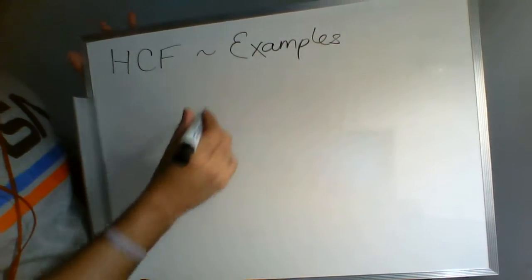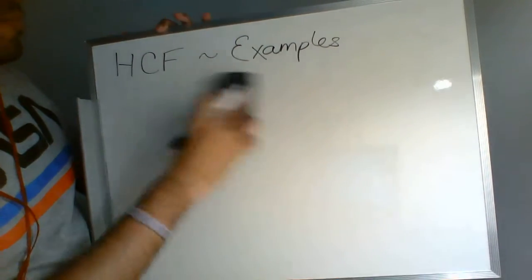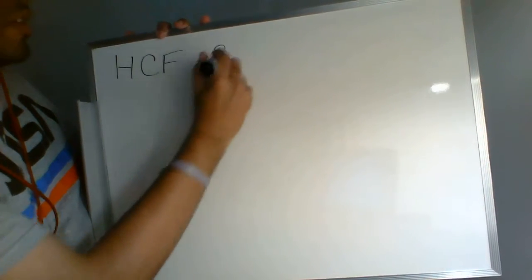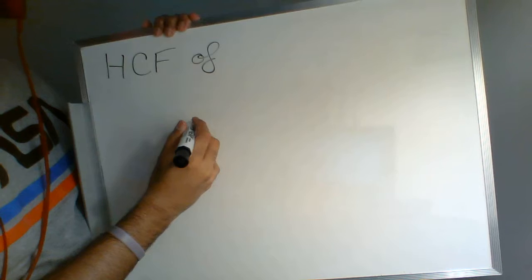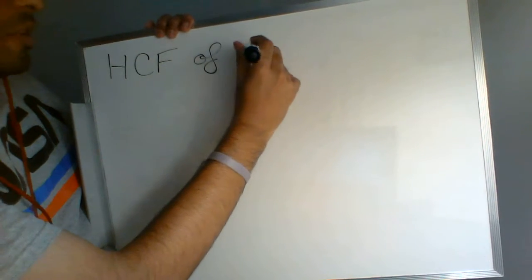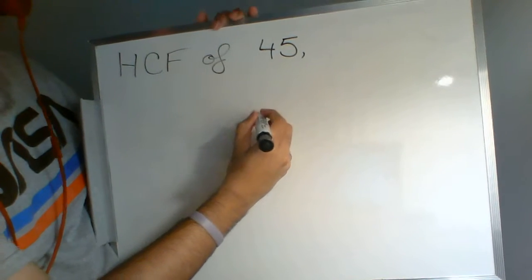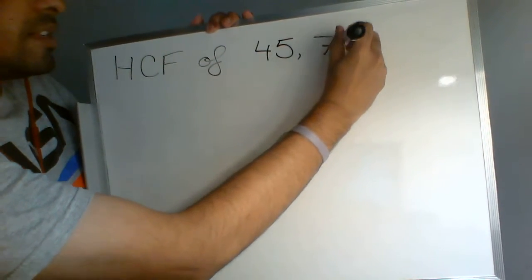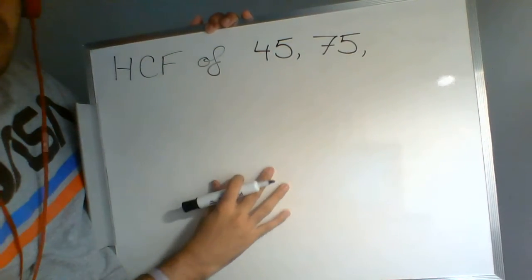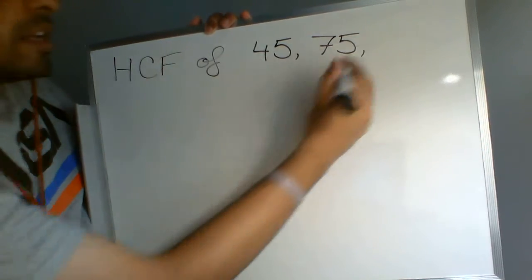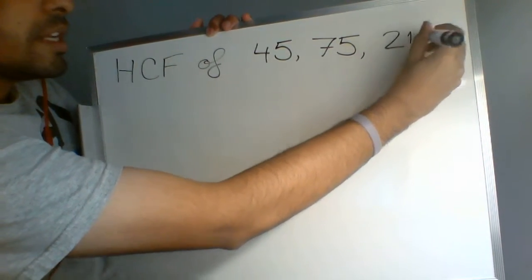So for the first one, I'm going to get rid of that up there. I'm going to say HCF of, and we're going to try and find the highest common factor for the following group of numbers. The first one is going to be 45, the second one is going to be 75, and the third one is going to be 210.